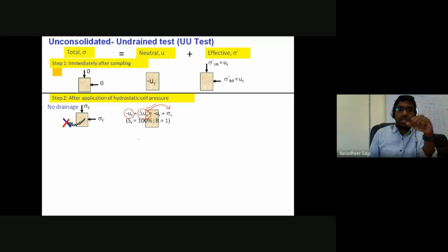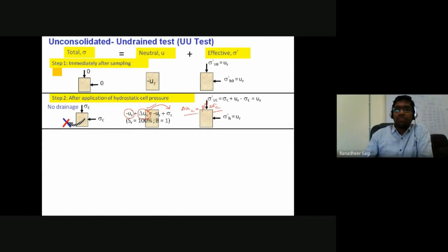If you can just recall what we said a couple of minutes earlier, we said that delta U, the increment in pore water pressure because of the applied cell pressure, is equal to B into delta sigma C. If the soil is 100% saturated, this B parameter is equal to 1. And that's how we can say the increment in pore water pressure because of the applied confining stress is equal to your applied confining stress only.